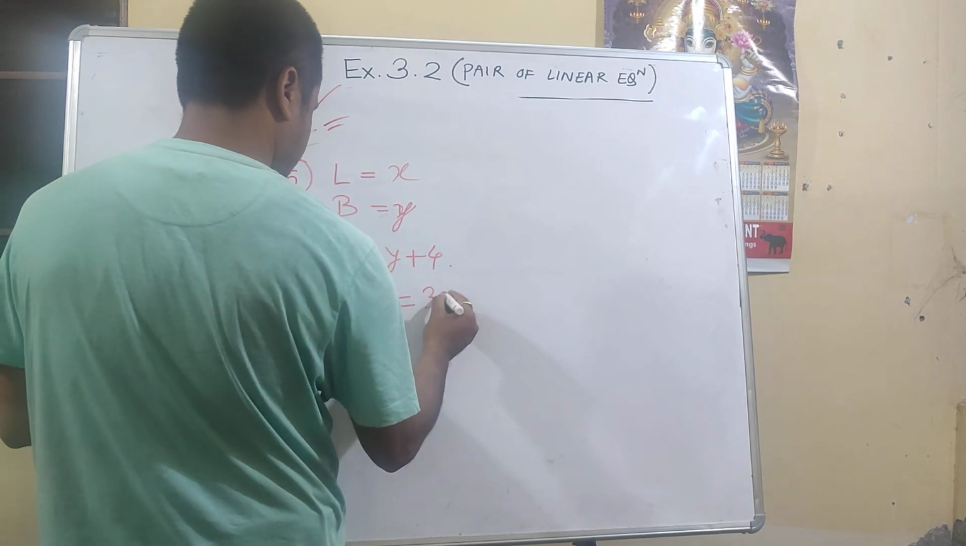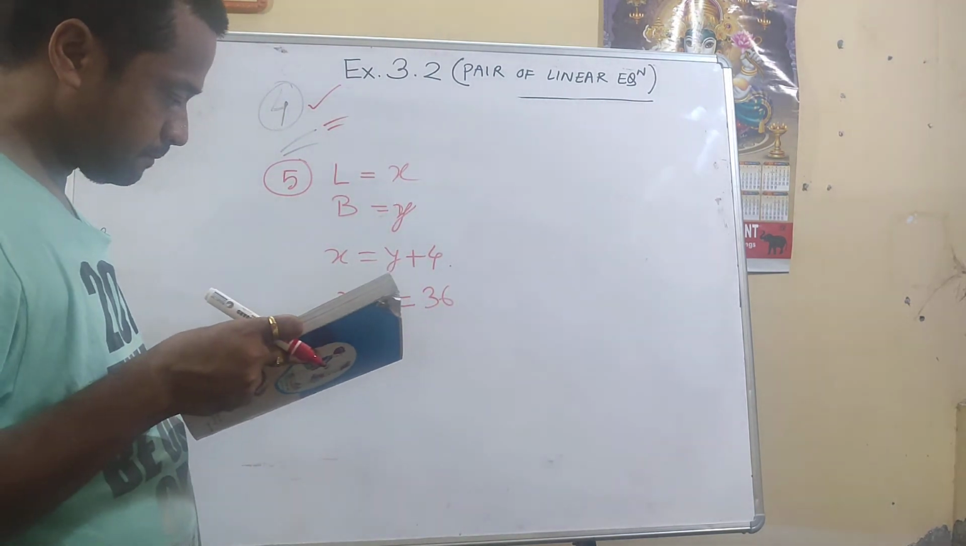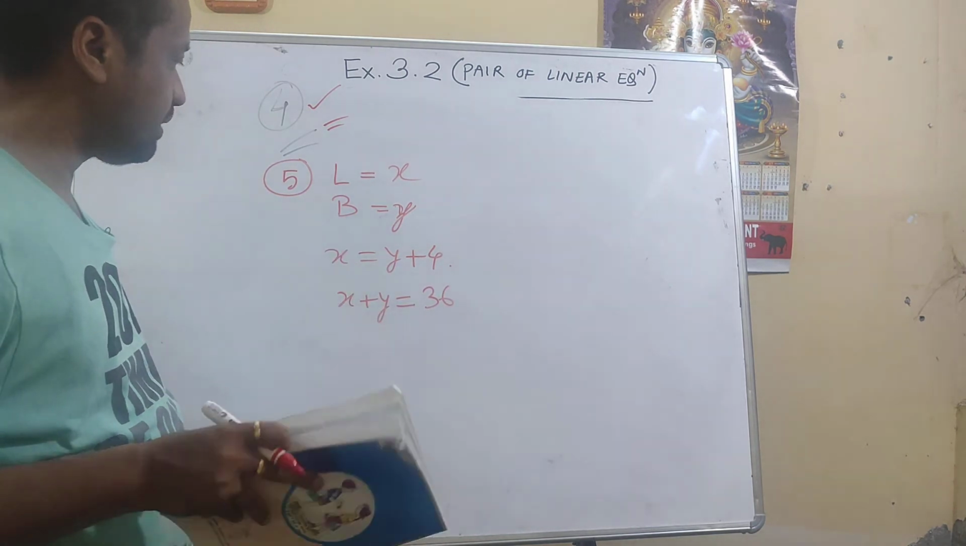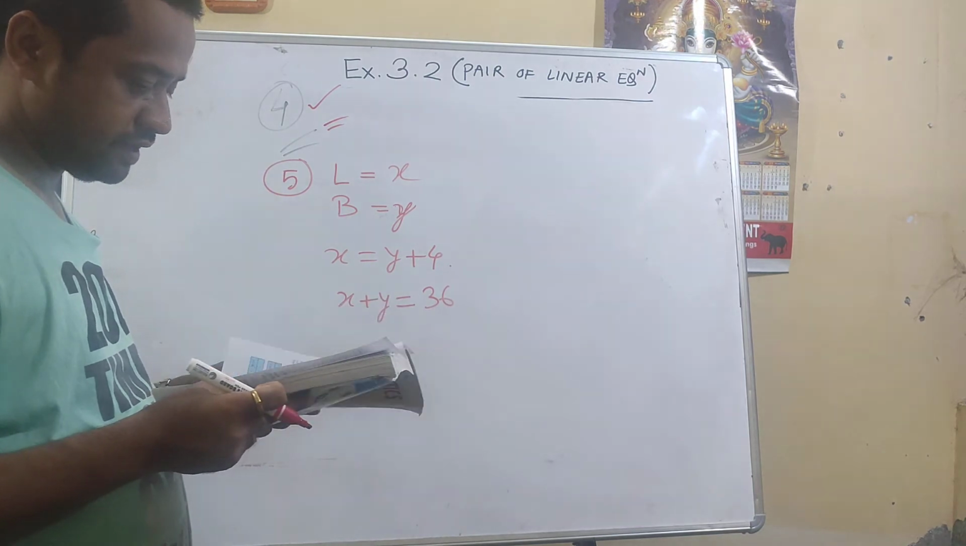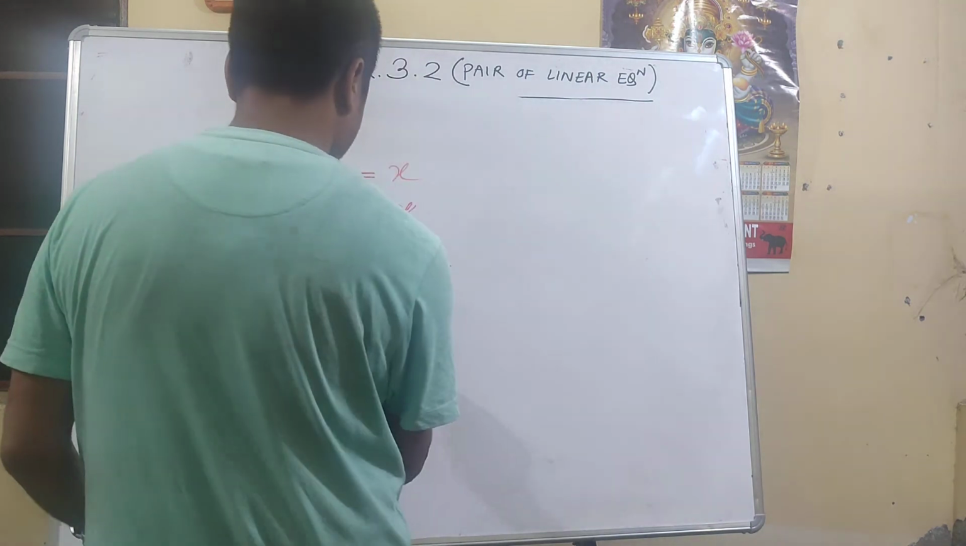X plus y is equal to 36. These are the two linear equations. So find the dimension of the garden. You have to find the dimension of the garden by any method. Here we are discussing only the graphical method, so by using the graphical method you can solve the equations.